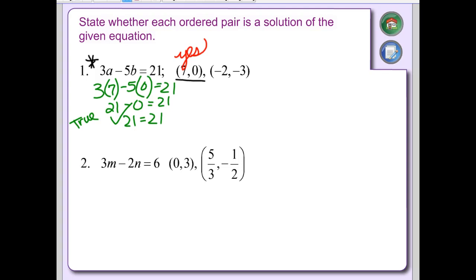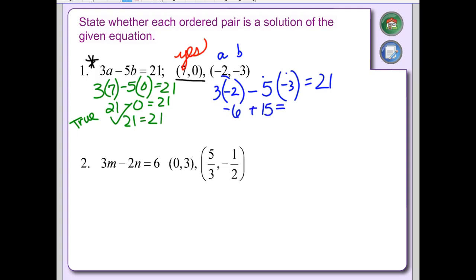Okay, now let's try our second ordered pair. Let's see if our second ordered pair is a solution. Again, my -2 is in the first slot, so it's going to be substituted in for A, and -3 is the second slot of my ordered pair, and so it's going to get plugged in for B. So we've got 3 times -2 minus 5 times b, well, b is -3, equals 21. Okay, let's do the math and see what happens. What's 3 times -2? We've got -6. Oh, -5 times -3 is +15, equals 21.